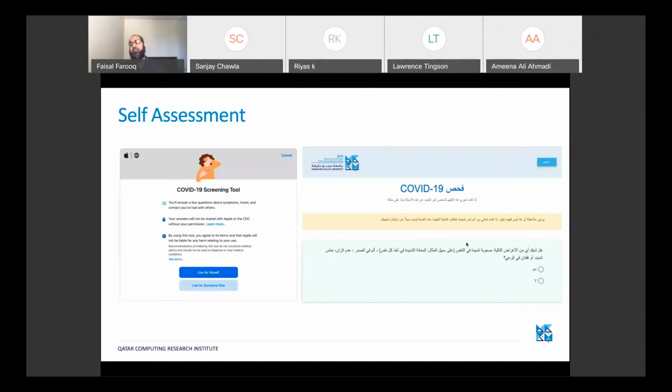And what this basically does is that whoever has questions and is worried can take these self-assessment tools and be informed about what next steps they should take.